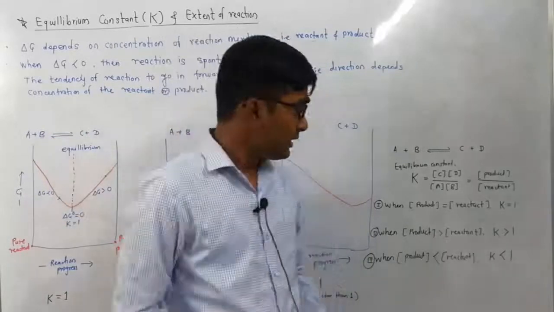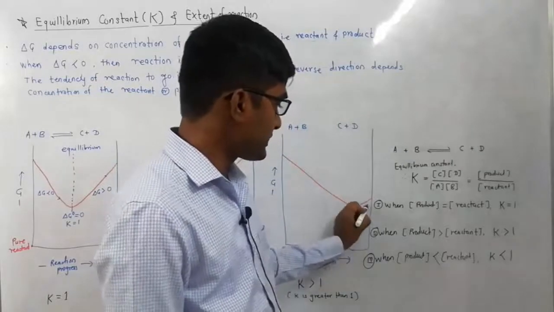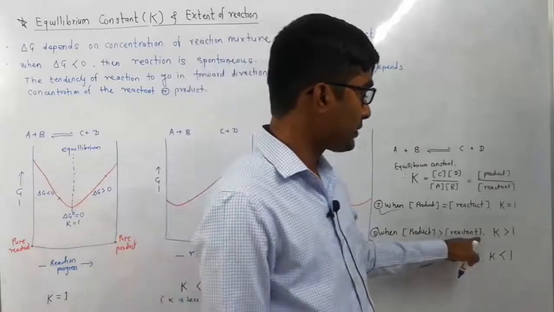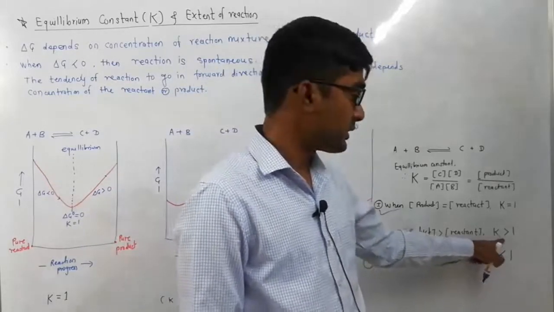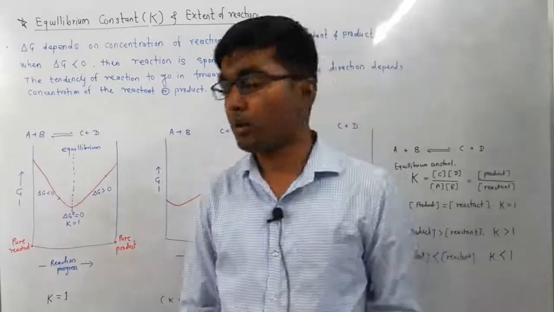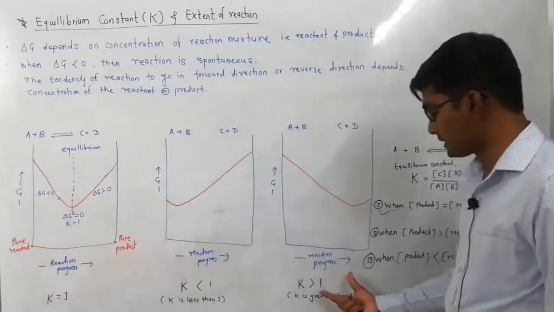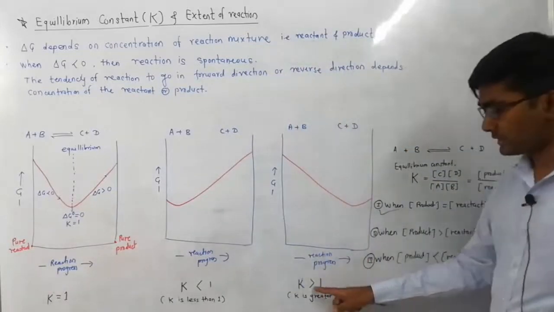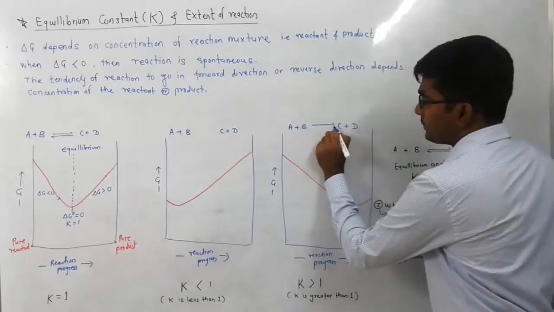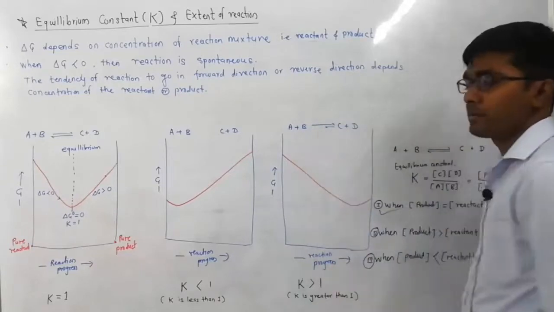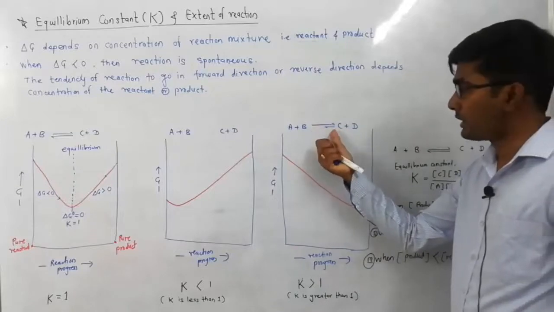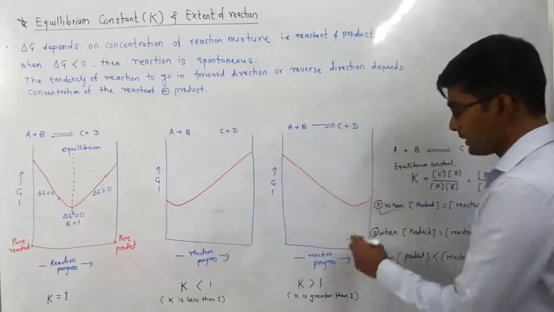Now let us come to the second case. We have seen the first case. Now the second case: when the product concentration is more than that of the reactant, then the K value is greater than 1. In this case, more product is formed in the reaction. So this is the case K is greater than 1. The reaction is product favored, and less reactant favored. Look at this arrow carefully. The forward reaction is favored and the backward reaction is least favored.